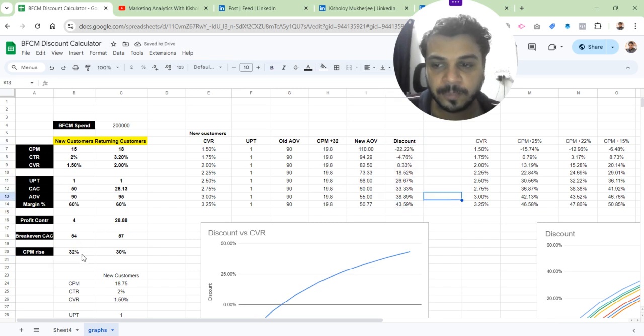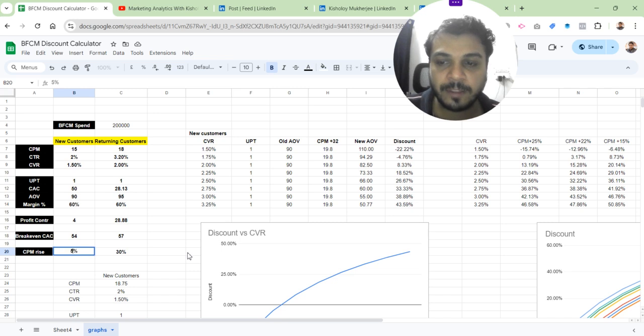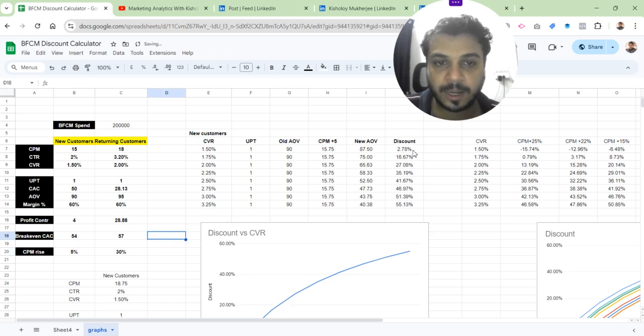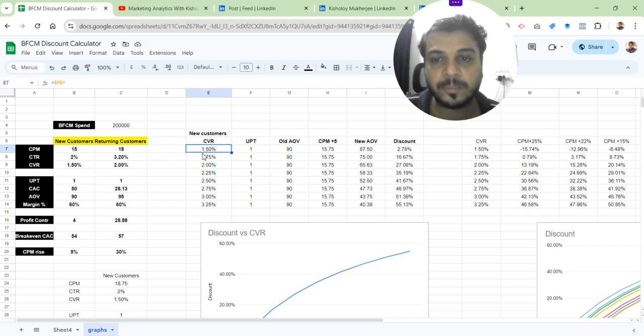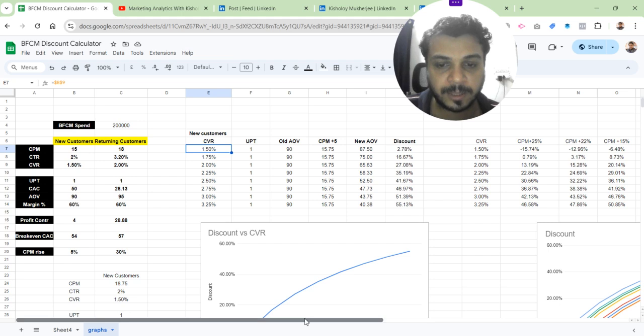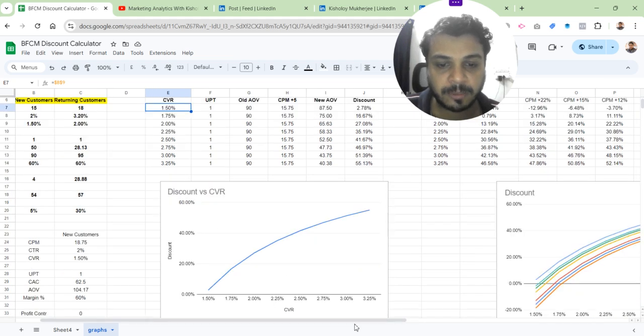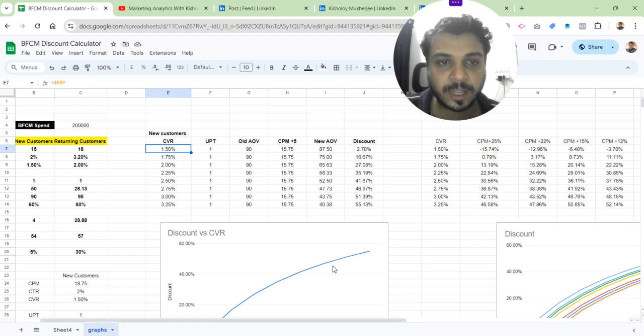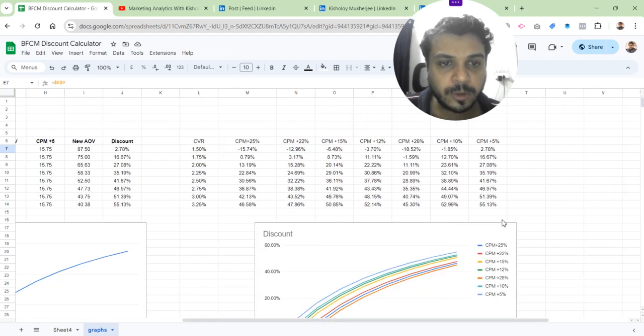And how is it really changing? It's kind of obvious. The more the CPM is going to rise, the lesser is going to be the discount that you can give. So for instance, at a 1.5% CVR, you actually have to increase your LV rather than give a discount by 22.22%. Okay, but if you have only a 5% rise in CPM, you can actually start giving discounts, even if a small percentage, right from only 1.5% of conversion rate. Okay, and that variation has been captured here in the graph. As you can see, nothing here in the negative side in this case. So what's going on here?